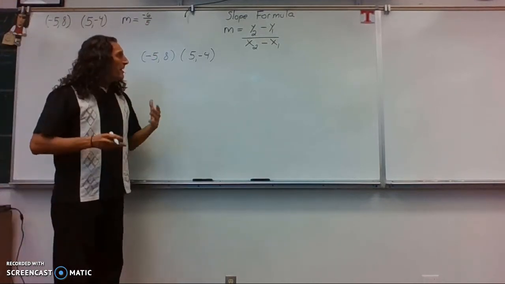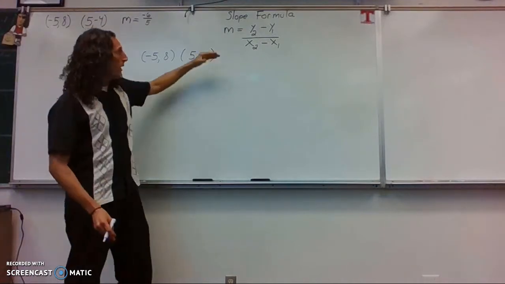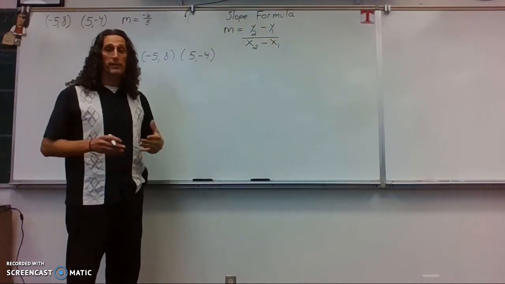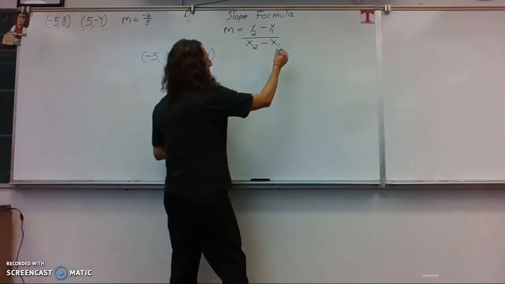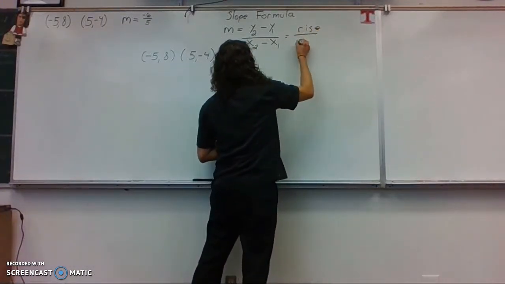But there's a lot of questions that pop up with this formula. Like, first of all, why are the y's on the top? Well, remember, what is slope? It's rise over the run.